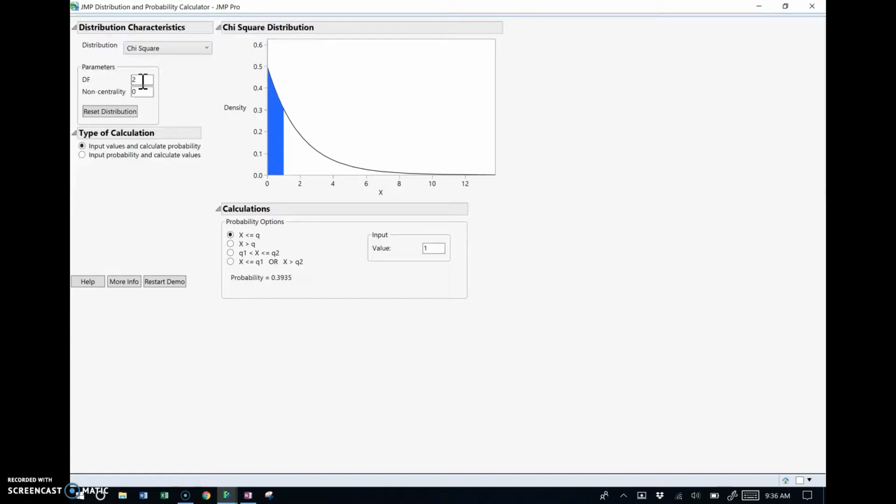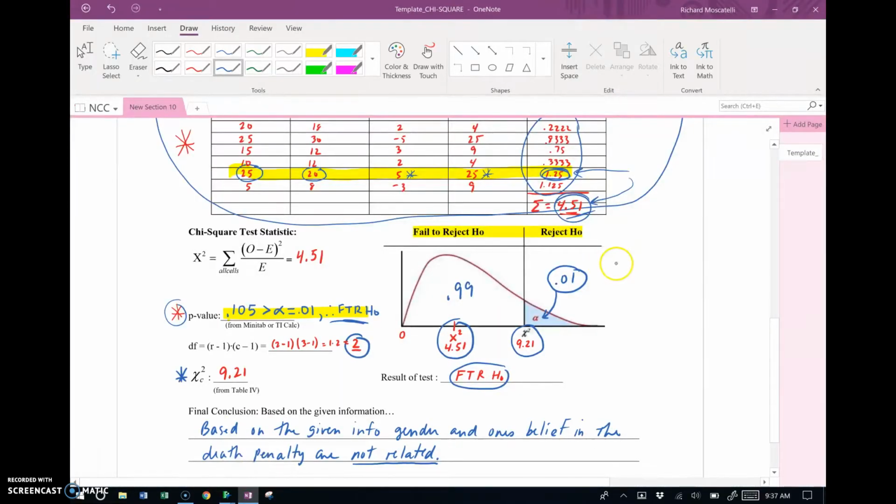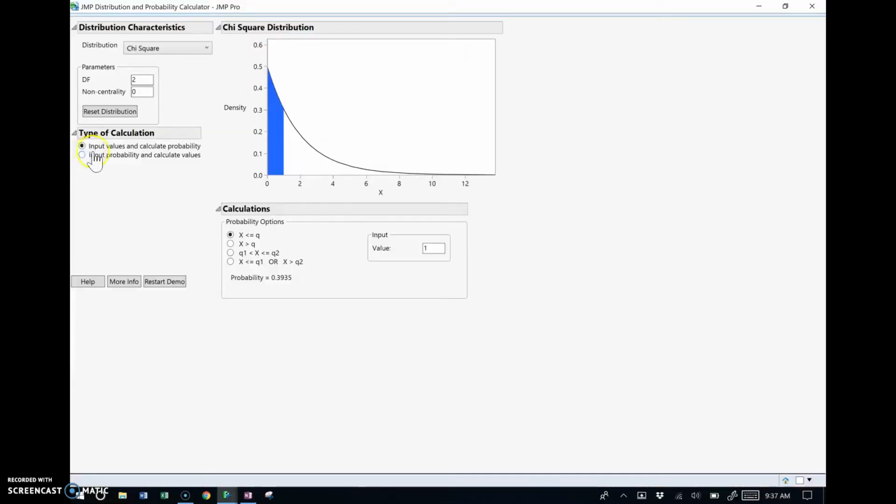Okay, and then it asks, what kind of calculation are we going to do here? Are we going to input values and calculate a probability? Well, no, because, remember, we have the probability, 0.01, and we want the value. So which probability are we going to give JMP, the 0.99 or the 0.01? As it turns out, it doesn't matter which one you give it, because it will take either. So first of all, input a probability, calculate a value. Yeah, that's the one I want.